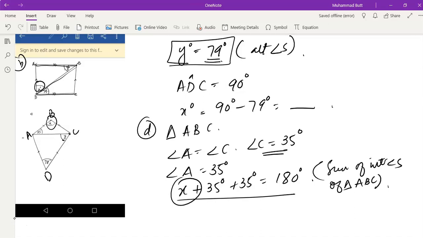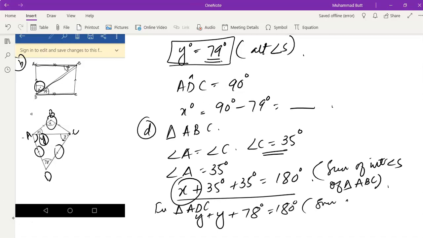Over here you can see that AD is equal to CD. The dash notations are over here. So the base angles over here, if one angle is y, this one should also be y. So in triangle ADC, y plus y plus 78 equals 180 degrees. Sum of the interior angles of triangle ADC. You can easily find out the value of y from here. I have formed the equation and I think that you can easily solve the equation.